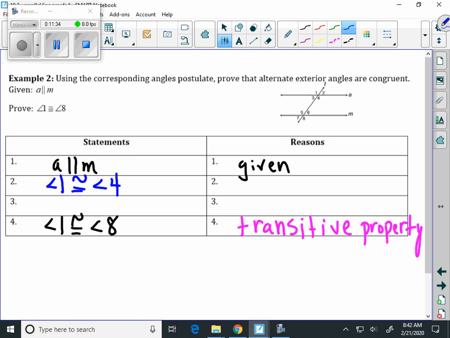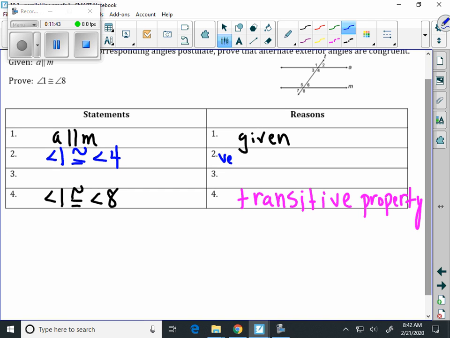Same reason as before. If we look up there, what we see is the relationship between angle 1 and angle 4 is that they are vertical angles. The vertical angles are congruent.